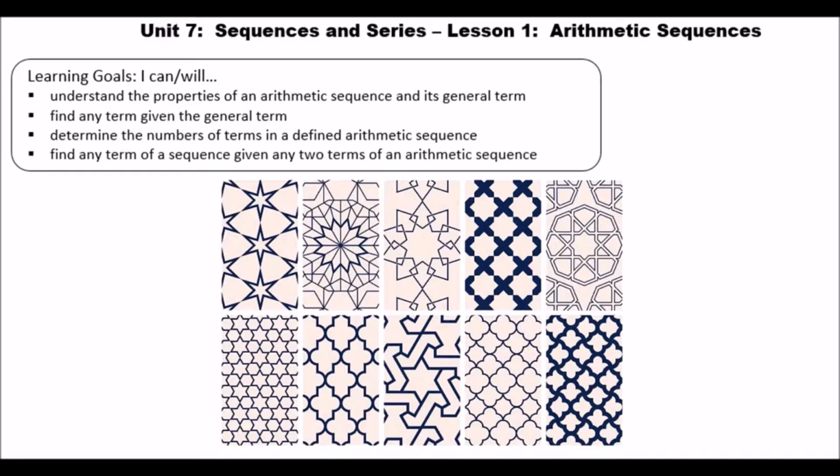So for this, we're going to have to define what an arithmetic sequence is, and we're going to find the equation of the general term. Find any term given the general term. All right, there's that keyword again, general term. And then determine the number of terms in an arithmetic sequence. There it is again, we'll define that. And then find any term of a sequence given two terms of an arithmetic sequence.